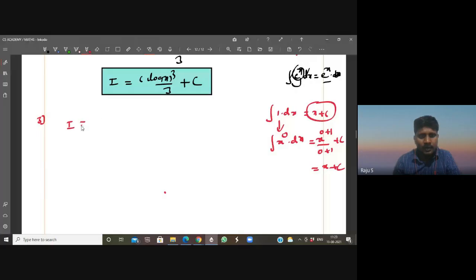Okay, students, the third one is again I is equal to integral dx by x plus x log x.